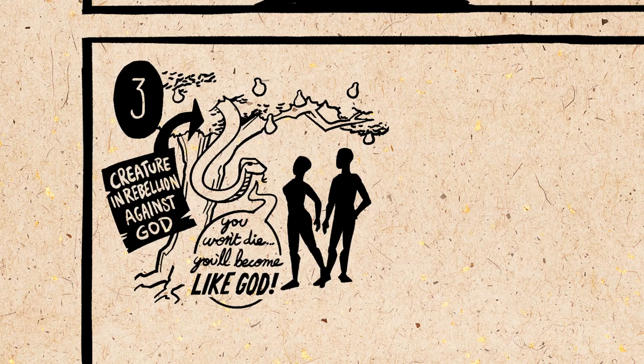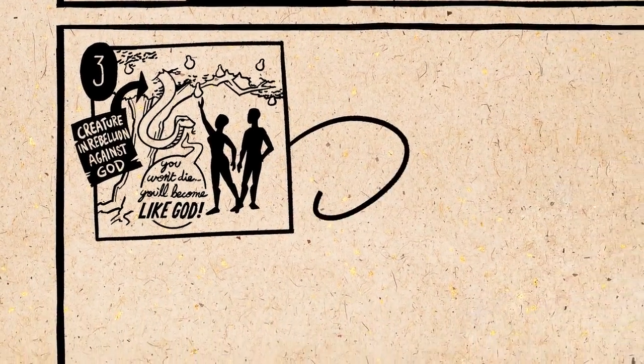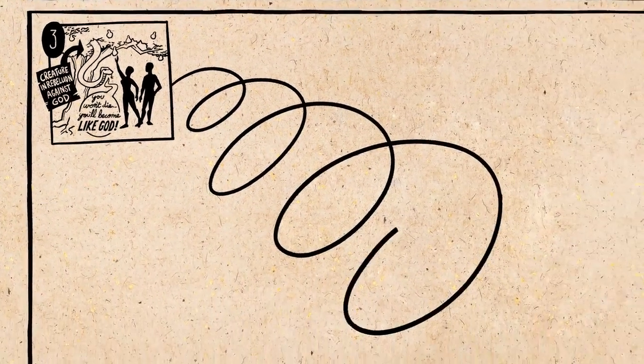Now, the irony of this is tragic because we know the humans, they're already like God. They were made to reflect God's image. But instead of trusting God, the humans seize autonomy, they take the knowledge of good and evil for themselves, and in an instant, the whole story spirals out of control.